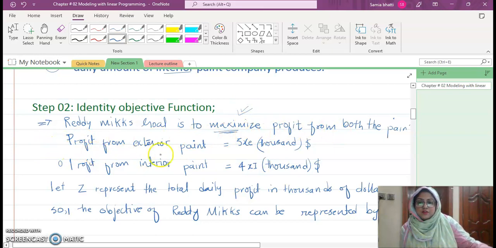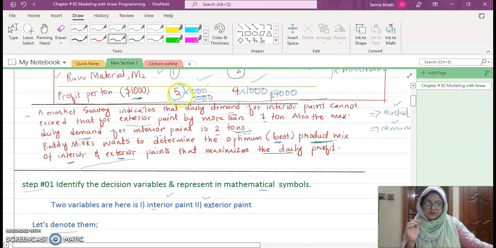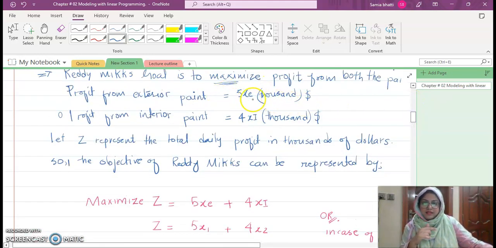So the profit from exterior paint, as we saw in the table here, is 5 per ton, right? 5 tons, so multiplied by 1,000, so 5,000. So if we simply take 5xe in thousands of dollars as daily profit, and the profit from the interior paint 4xi, it is 1,000 per ton daily that we are earning from that.